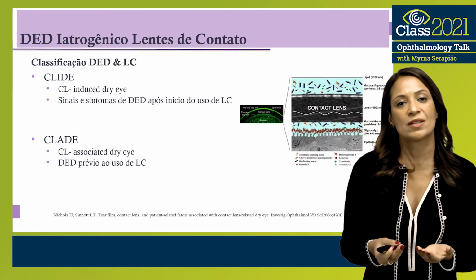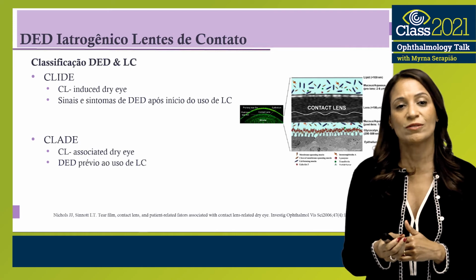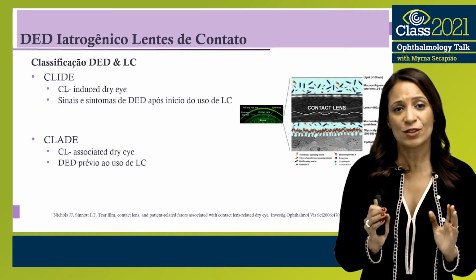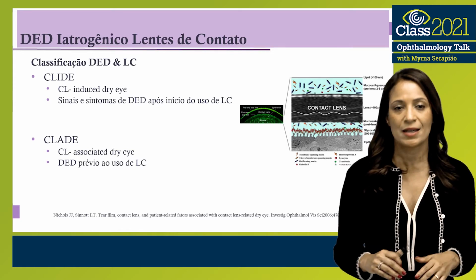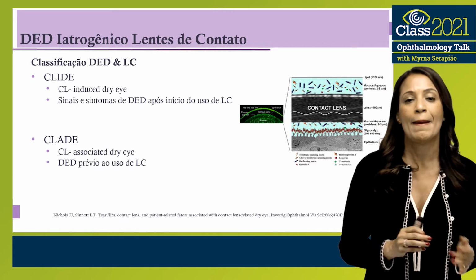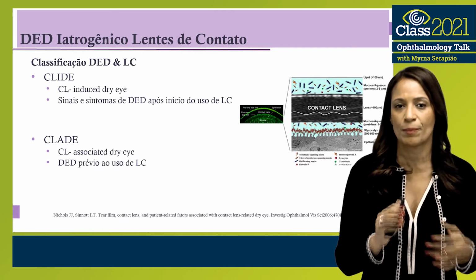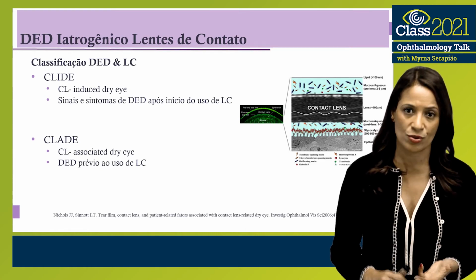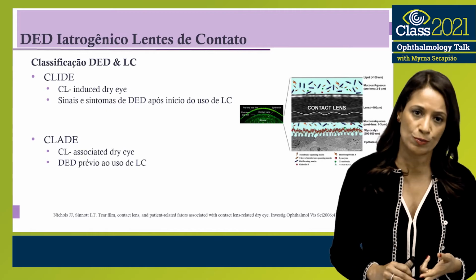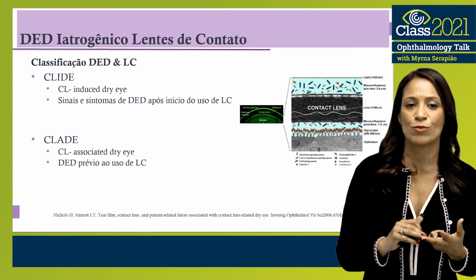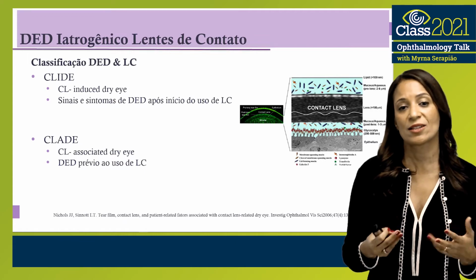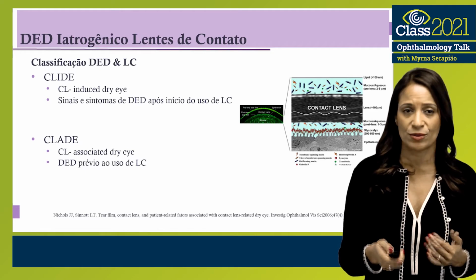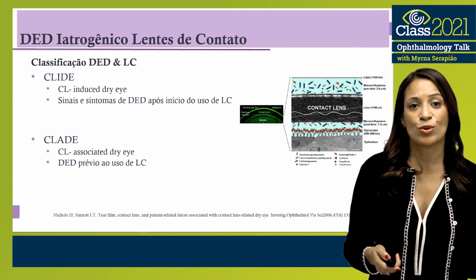Then there is the classification of the iatrogenic dry eye related to contact lenses into two groups. And the first is contact lens-induced dry eye in those patients who had no signs or symptoms prior to using a contact lens. And then, after some period of use, they started to have symptoms and obvious signs of dry eye on examination. And there's that second group, which is the dry eye associated with the use of contact lenses that are patients who already had dry eye symptoms or signs prior to the use of the contact lenses. And obviously we will talk more about lens-induced dry eye.